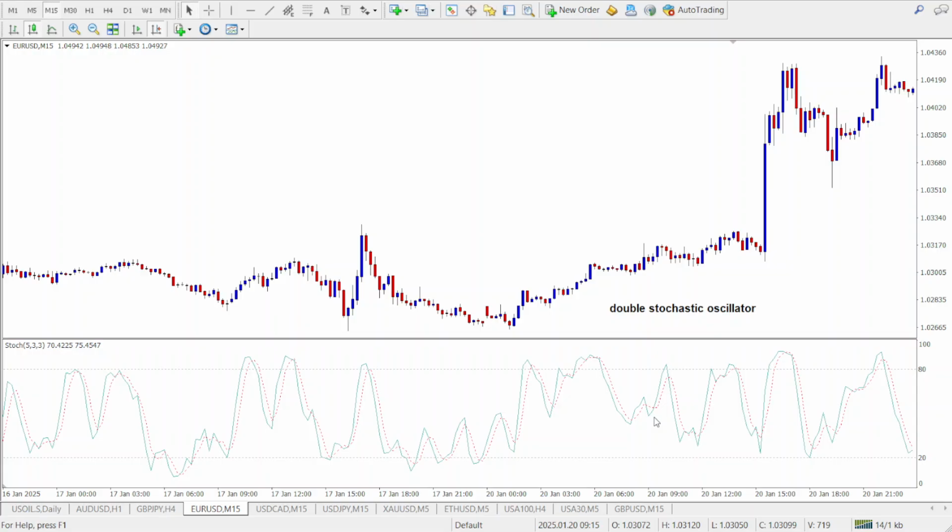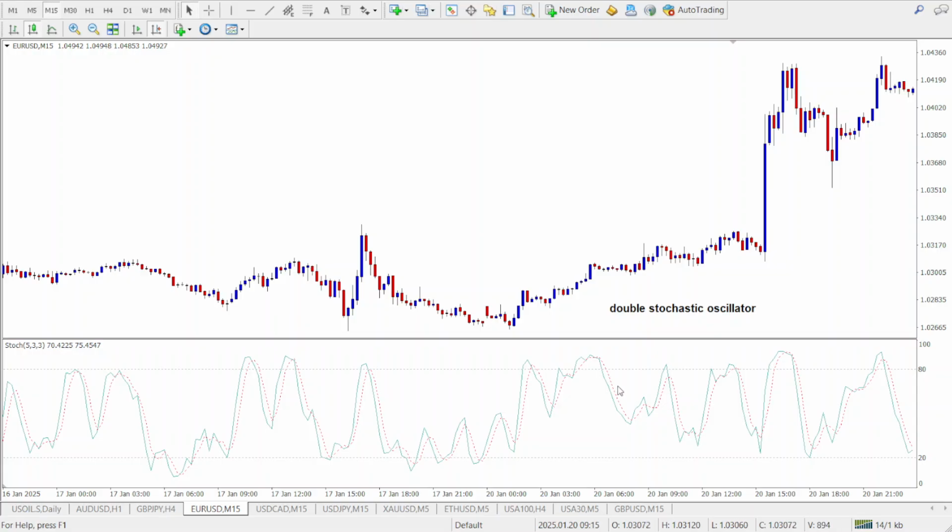So why would you choose the double stochastic oscillator over the standard version? It all comes down to accuracy. The double stochastic oscillator helps to smooth out false signals by adding a second stochastic calculation. This means you are less likely to get caught up in fake breakouts or misleading market moves.